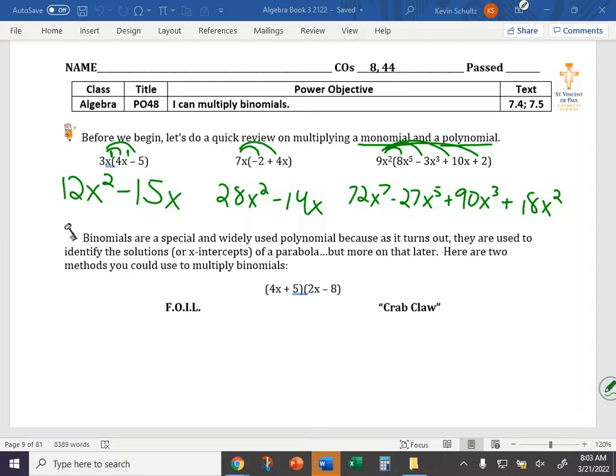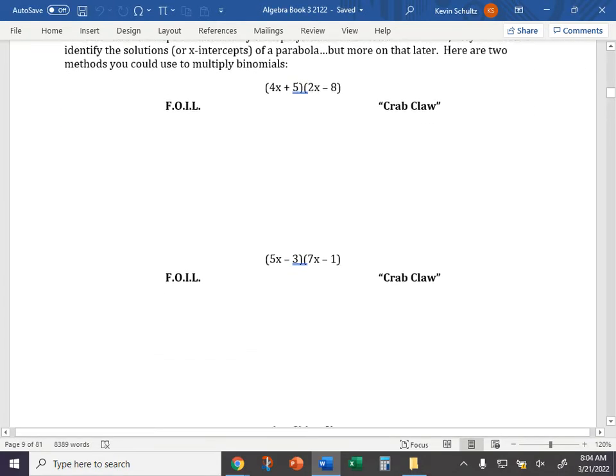Which basically means a two-termed expression times another two-termed expression. You see the example that we have here: 4x plus 5 times 2x minus 8. And that whole concept of distributing is still the method that we're going to use. Essentially, we are going to want to multiply this 4x by both the 2x and the negative 8. We're then going to go back to the 5 and multiply that by both the 2x and the negative 8. So essentially, each term in our first set of parentheses is going to get multiplied by each term in our second set, which can get a little bit chaotic if you don't have a method, which is why I'm going to show you two of them.